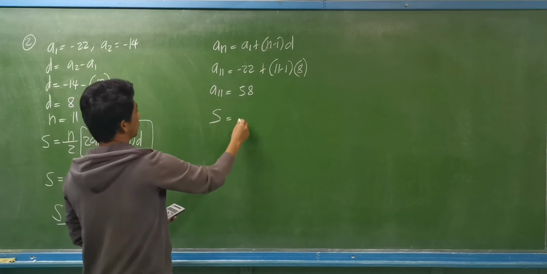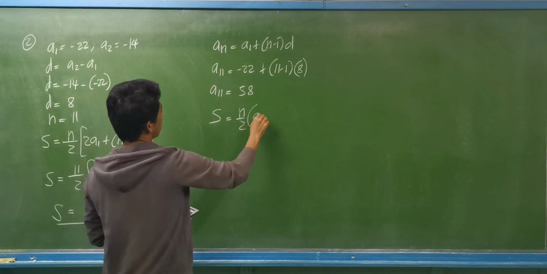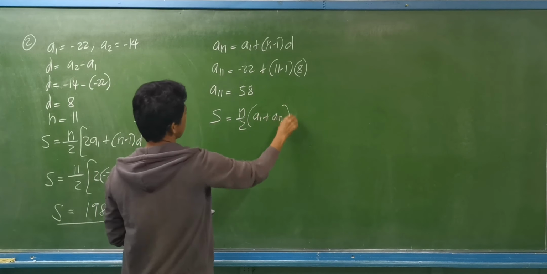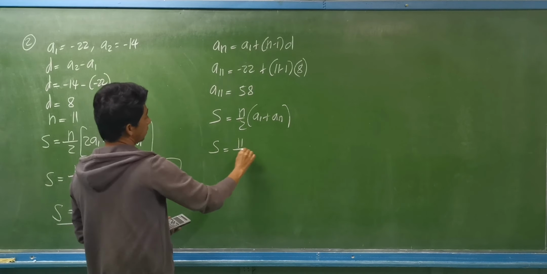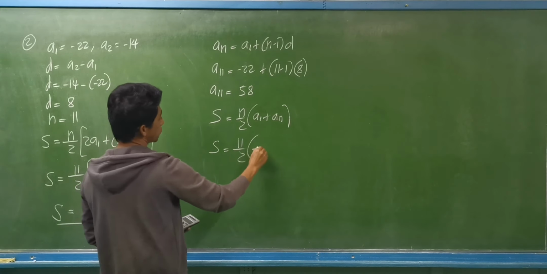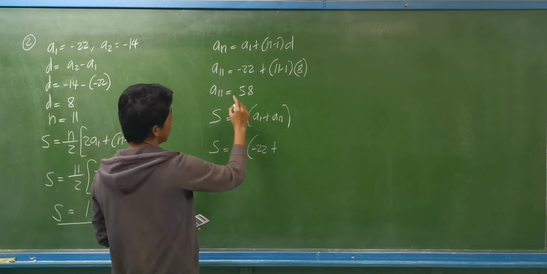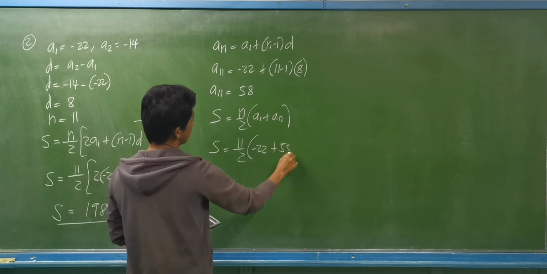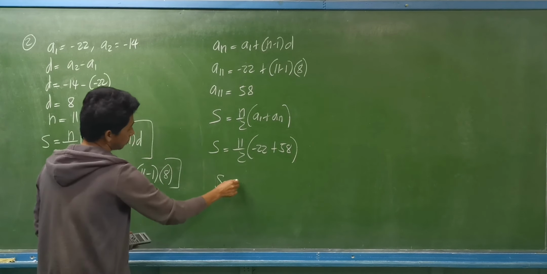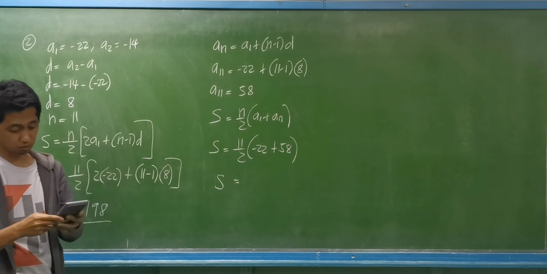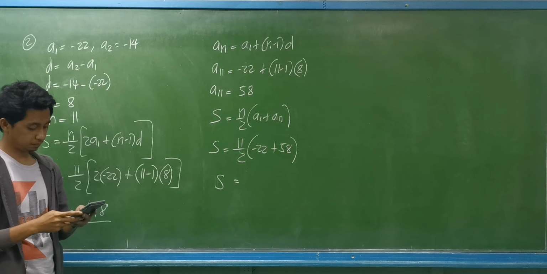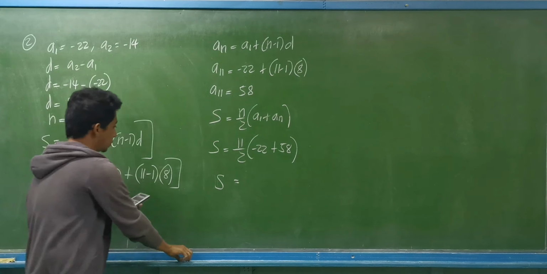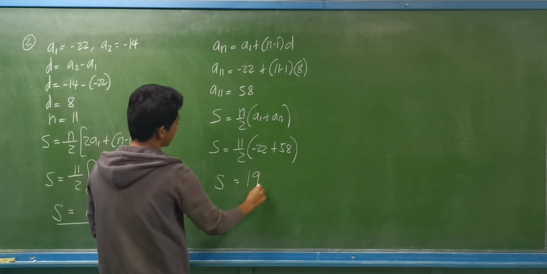Okay, the sum is equal to n over 2 multiplied by a1 plus a sub n. So the summation is equal to the number of terms, 11 over 2, multiplied by our first term, negative 22, plus our 11th term, positive 58. So let us see if we are to arrive at the same. Okay. Should be. So we have the same answer of 198.